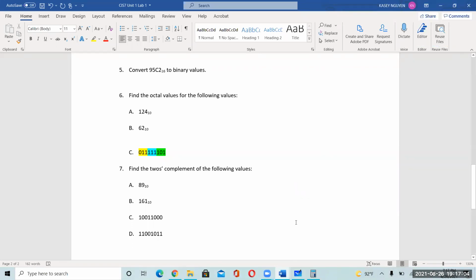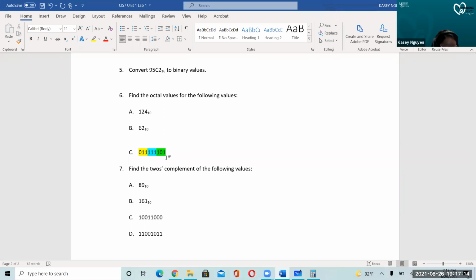For C, Professor Nguyen, would we need to put the subscript 8 for the answer? Yeah, if you want to put the subscript 8, sure. It is helpful because when you have different number systems together, you want to distinguish them. So yes, that will be helpful, because it's 0 through 7 for octal.